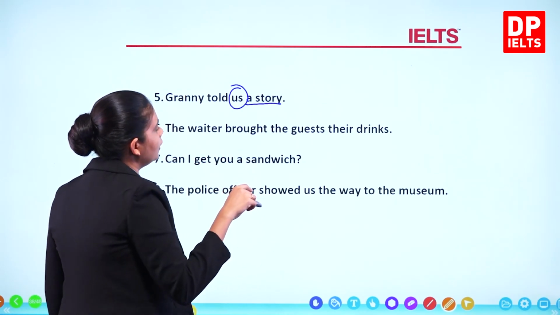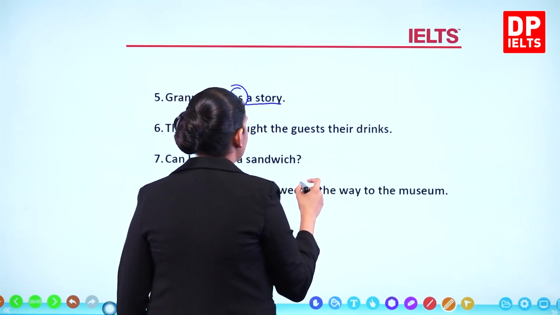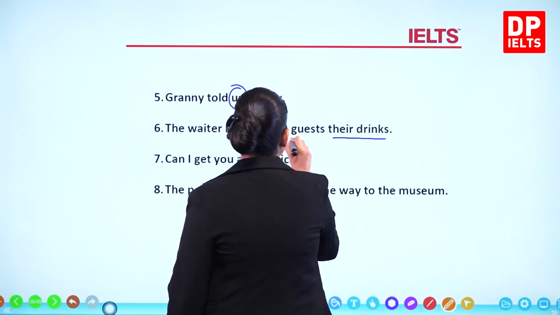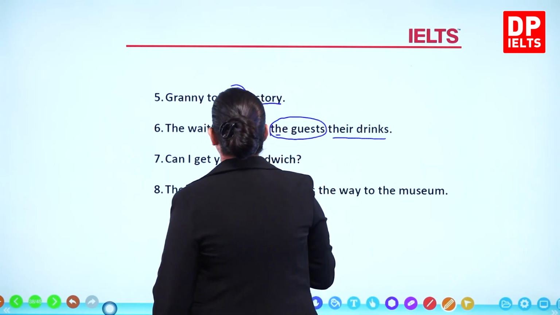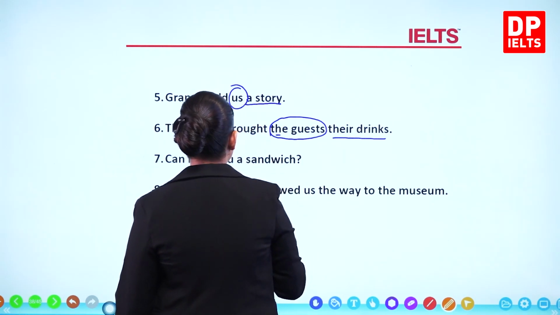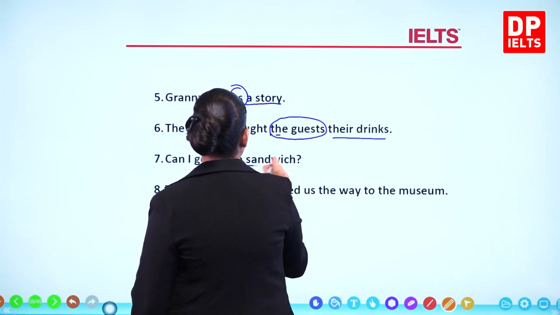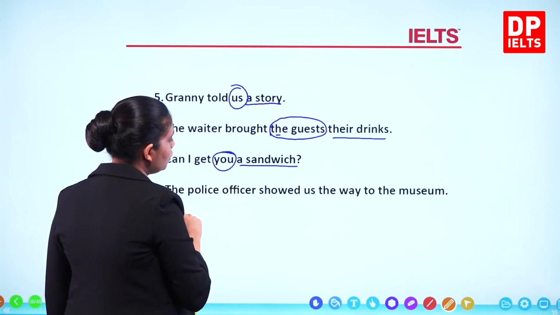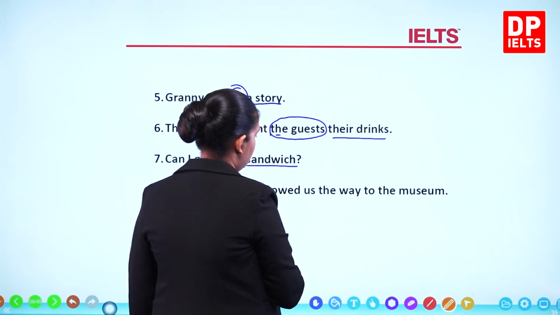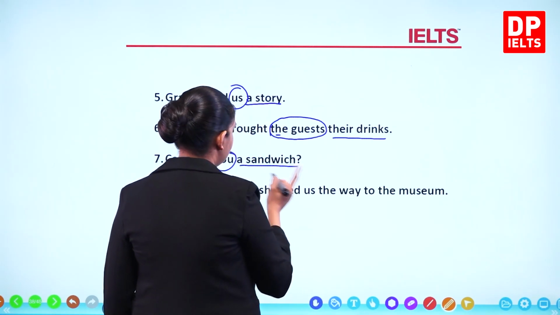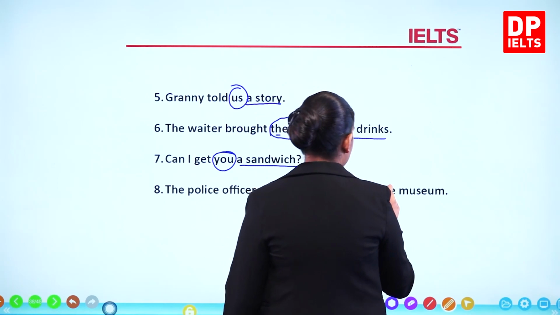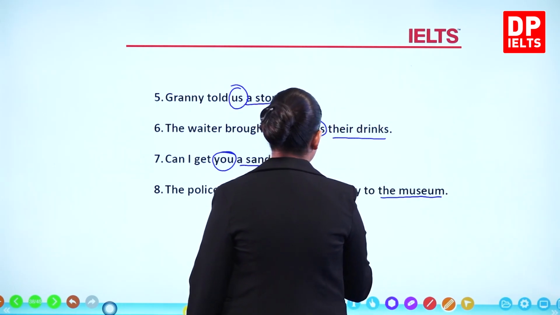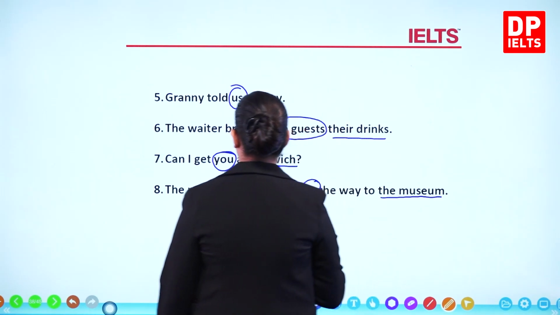The waiter bought the guests their drinks. What did he bring? Their drinks. To whom? The guests. Can I get you a sandwich? Get what? A sandwich. To whom? You. The police officer showed us the way to the museum. What did they show? The way to the museum. To whom? Us. Right?